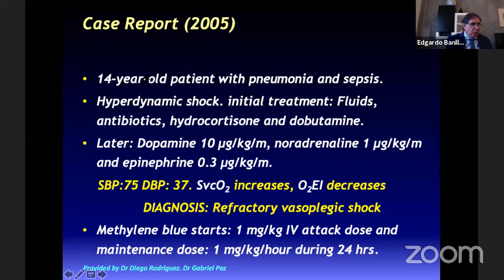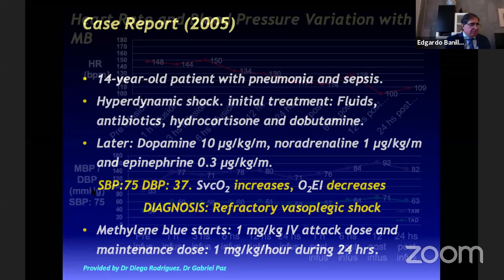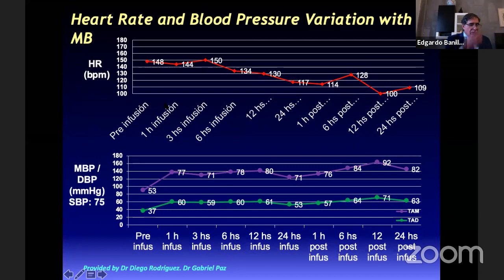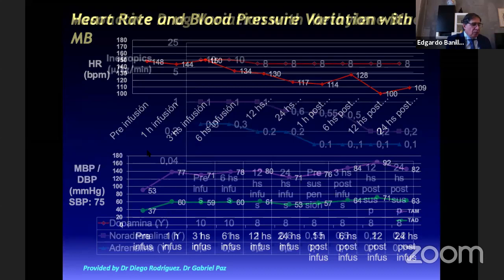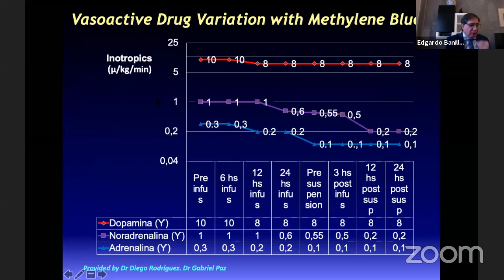Here is a case report of a 14-year-old patient with pneumonia and sepsis. He didn't respond to vasoactive drugs. The hemodynamic profile is a refractory vasoplegic shock, methylene blue star. After the methylene blue infusion, the patient responded and his heart rate gradually decreased. Diastolic blood pressure and mean blood pressure normalized just an hour after the infusion. It was also possible to decrease vasoactive drugs.